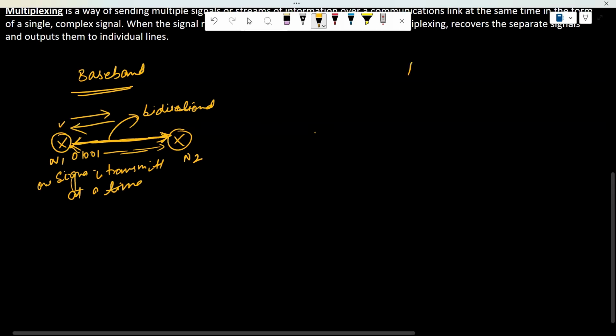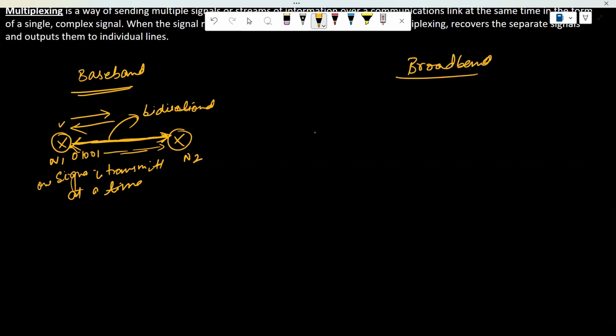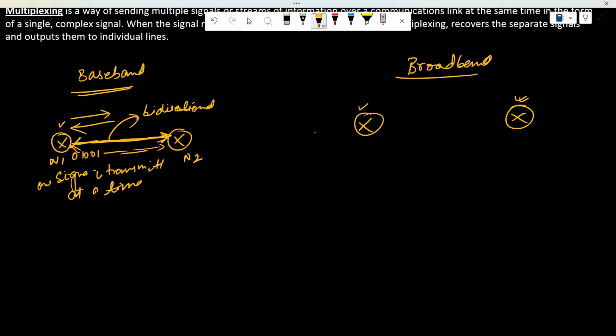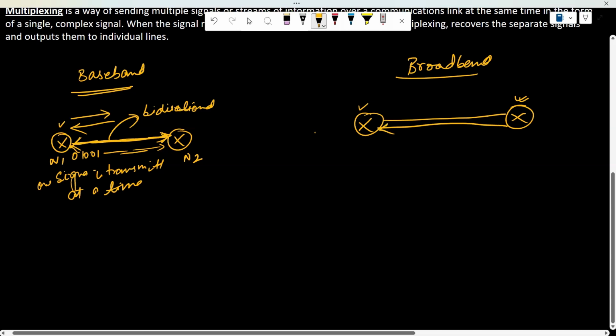If we talk about broadband, there are two nodes. And if this node wants to transmit a signal to this node, there will be a communication channel. And if this node wants to receive a signal, then there will be another communication channel between them. That means these channels are unidirectional.